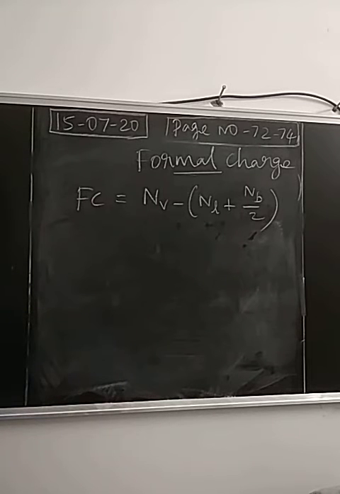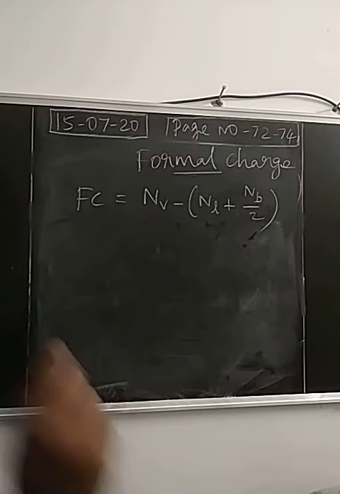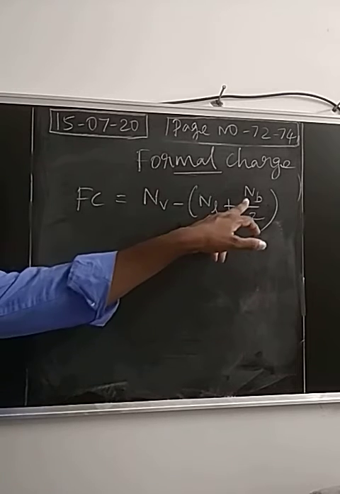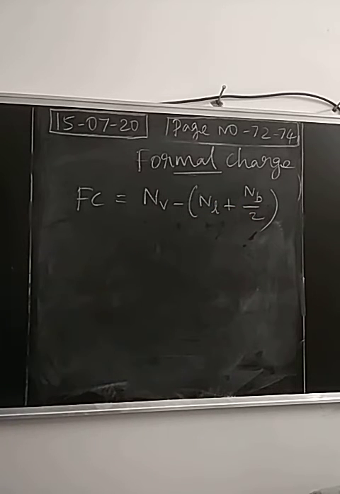NL represents the number of electrons present as lone pairs. 2 lone pairs means totally how many electrons? 4 electrons. 3 lone pairs means 3 pairs present in the form of lone pairs, so 6 electrons. 5 lone pairs means 10 electrons. So NL represents the number of electrons present as lone pairs. NB represents the number of electrons present as bonded pairs or shared pairs.